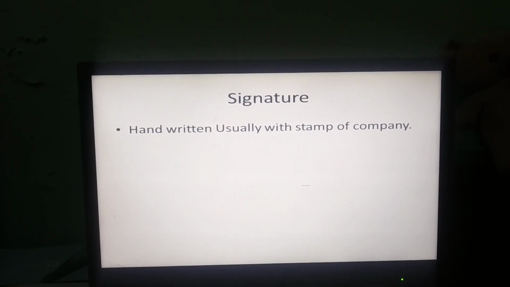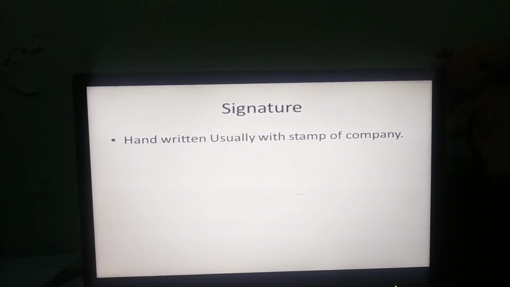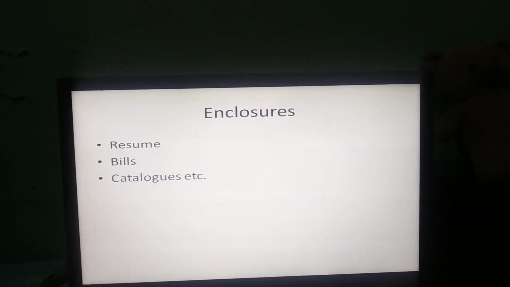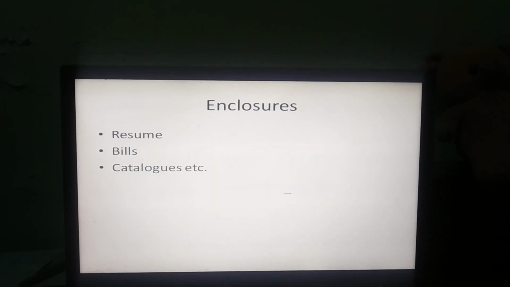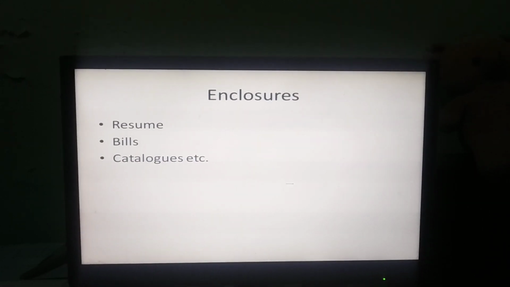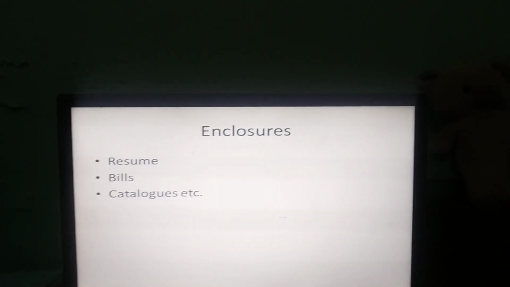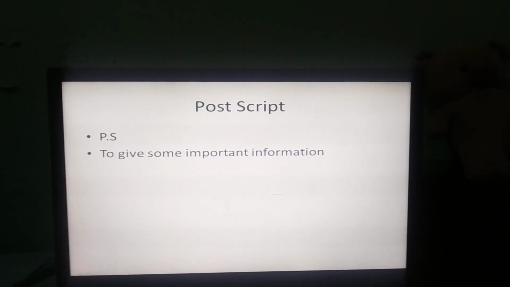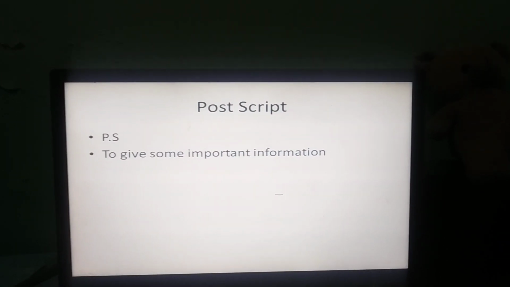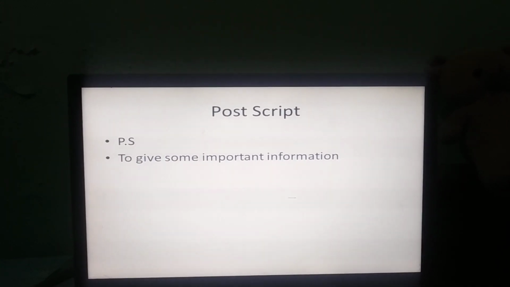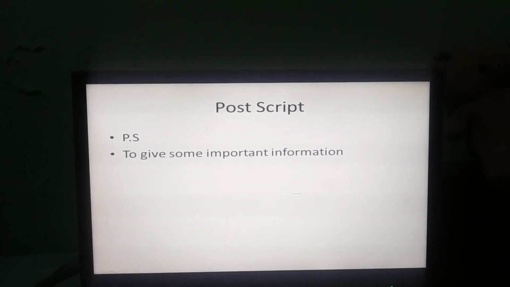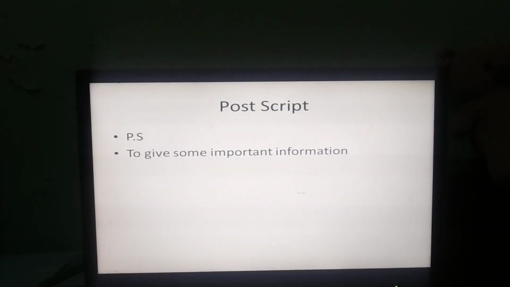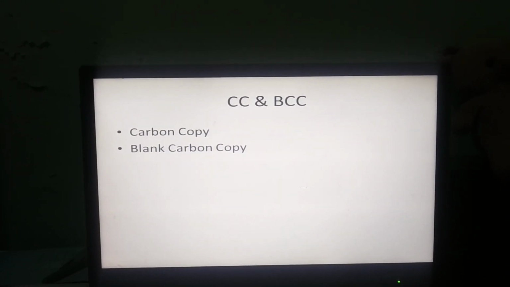Signature is usually handwritten, along with the stamp of the company to make it more authentic. Enclosures, if you are adding something along with it. For example, if there is a resume, bills, or a catalog that you are attaching with the letter, you can put that under the category of enclosure. Postscript is almost the last thing. You have written your script, but there is some important information you want to add, so you can write it under the postscript point.